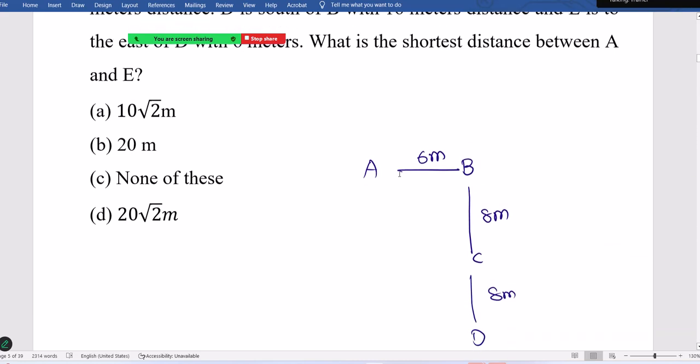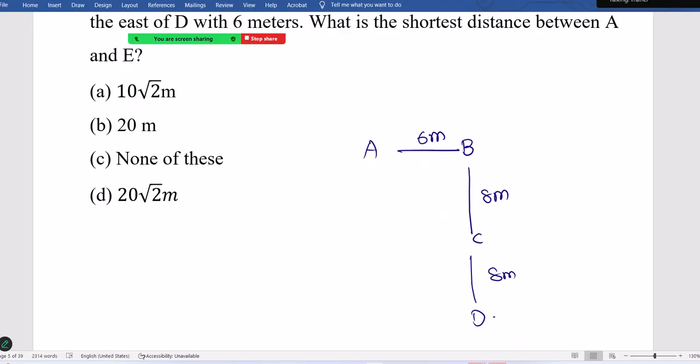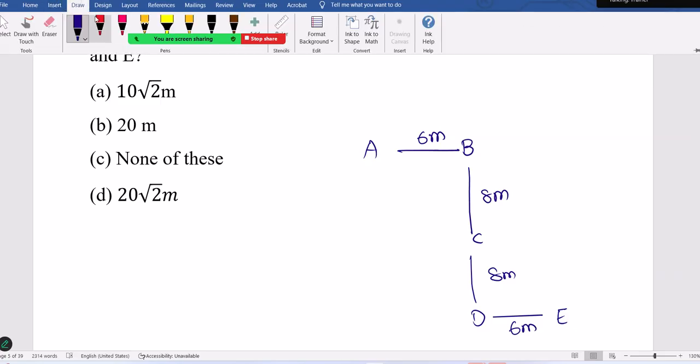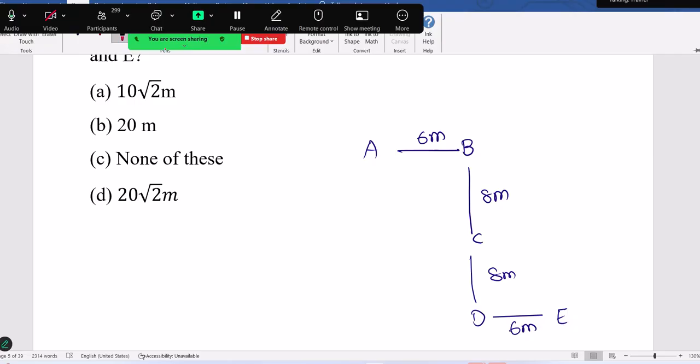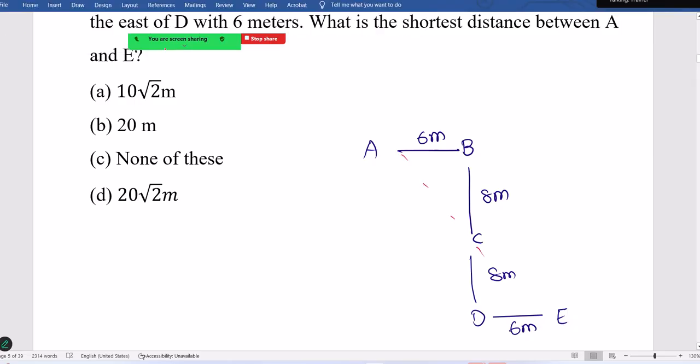Then E is to the east of D with 6 meters. Now the question: A to E, shortest path. A to E means we always have to go for the shortest.